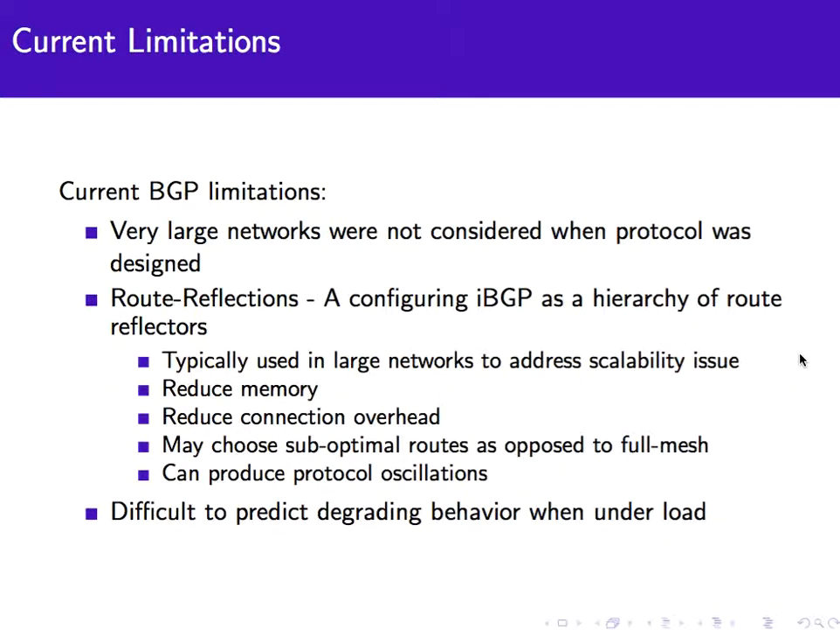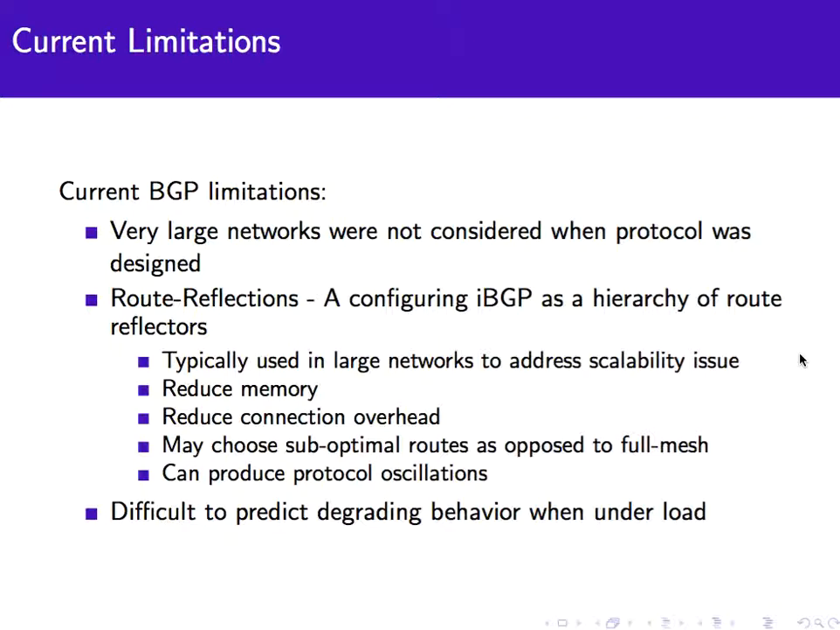Okay, so as somewhat mentioned a little bit earlier, very large networks were not really considered when the protocol BGP was designed, and as mentioned previously, it had over 20 iterations or revisions. It's currently on official version 4. One of the solutions that was proposed to deal with the scalability issue of the routing tables was route reflection.